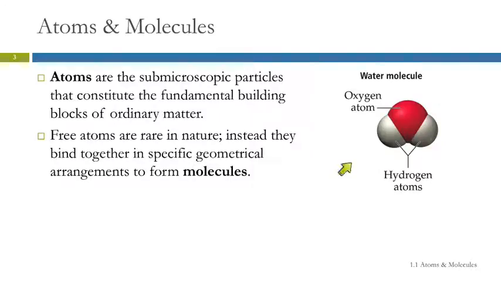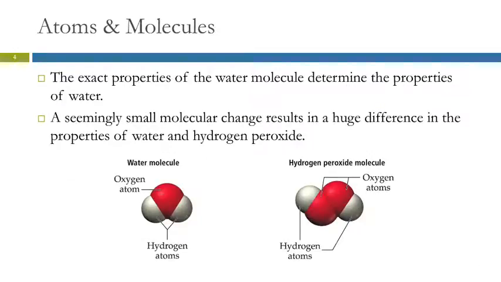And so here we have an example of a water molecule. A water molecule is composed of one oxygen atom attached to 2 hydrogen atoms. So you could think of this as a little red Lego block with 2 white Lego blocks stuck onto it. All water molecules look like that. And so those are the molecules, atoms that are stuck together. The properties of that water molecule determine the properties of water itself.